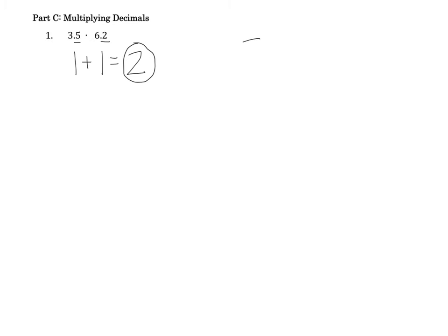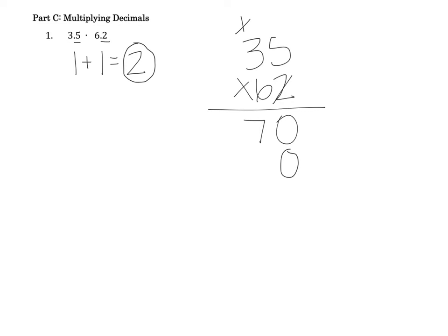Now I'm going to write my factors as whole numbers. And let's not worry about the decimals right now. Let's just go ahead and multiply if they were whole numbers. So 2 times 5 is 10. 2 times 3 is 6 plus 1 would give us 7. Before we multiply by the 6, we need to add a placeholder. 6 times 5 is 30. 6 times 3 is 18. Plus 3 would give us 21. And we'll go ahead and add those up. We get 0, 7, 1, 2.